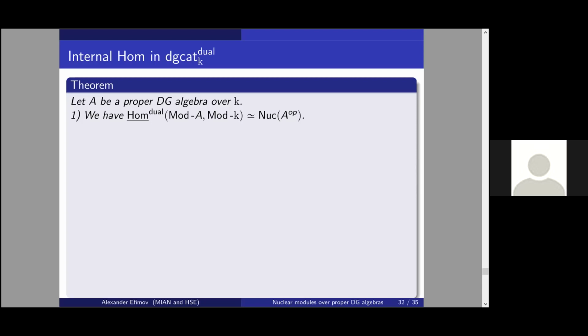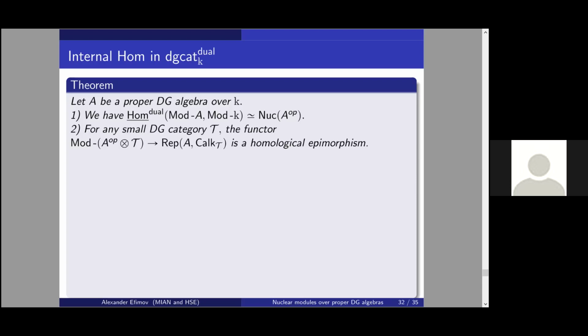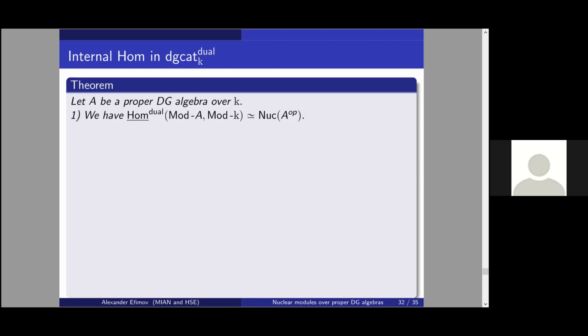When we have a proper DG algebra A over K, then the internal Hom in dualizable categories from Mod A to Mod K exists, and this is just the category of nuclear modules over A opposite. For any sufficiently large cardinal, right? Or just in general? No, here it's not about cardinals. I mean, this symmetric monoidal category is defined regardless of cardinals. So in particular, we have stabilization. Okay, so it makes sense.